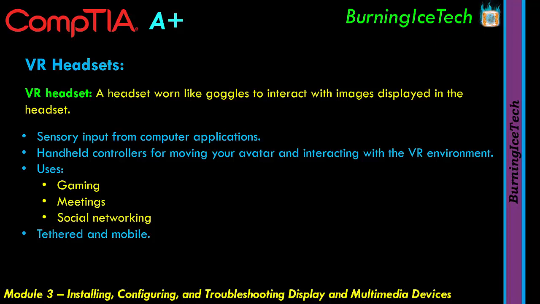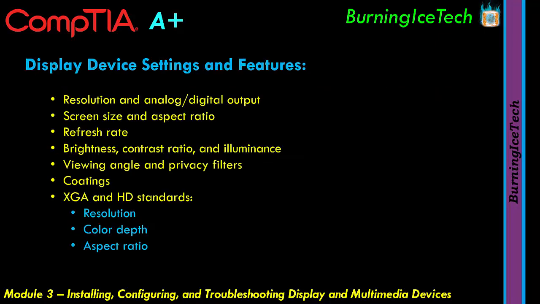Alright guys, let's move on to the next topic, display device settings and features. The first point being resolution and then also analog and digital output. Now resolution in a nutshell is just the size that you guys are going to be seeing on the screen. So if you don't know what resolution is, right-click on your desktop, check your display settings, and change the resolution, and you're going to find out very quickly that it makes your screen look bigger or smaller, for lack of a better description.